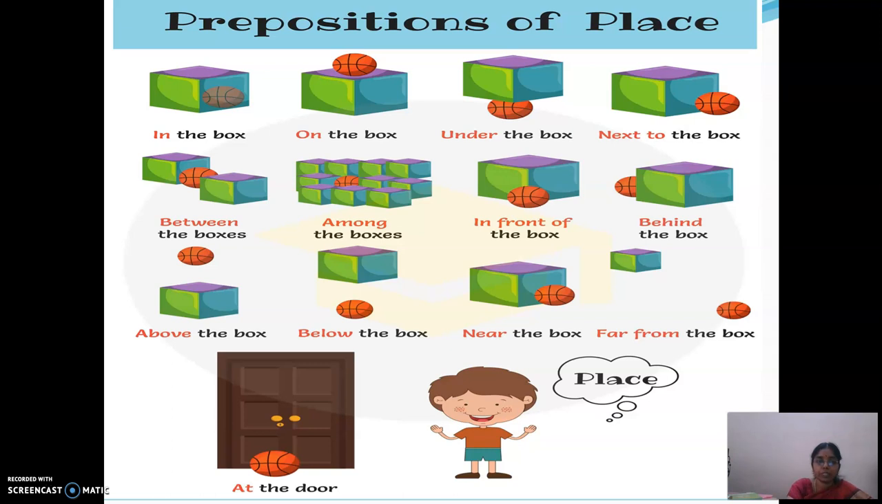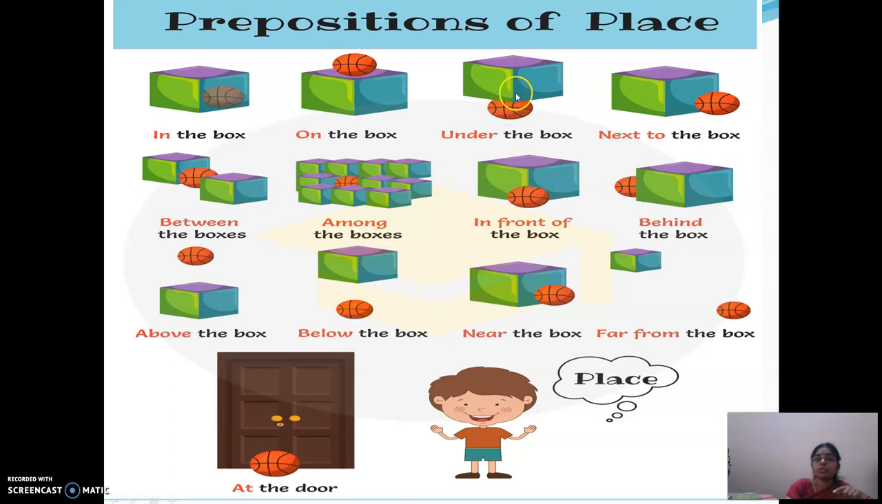Okay, where the ball is present. Where the box is present, sorry. So above the box, where the ball is present or where the box is present. Yes, exactly correct. Where the ball is present is only correct. In the box, so the ball is present in the box. On, touching each other. Under and below, you can see in the picture. Under is touching and below there is a gap.